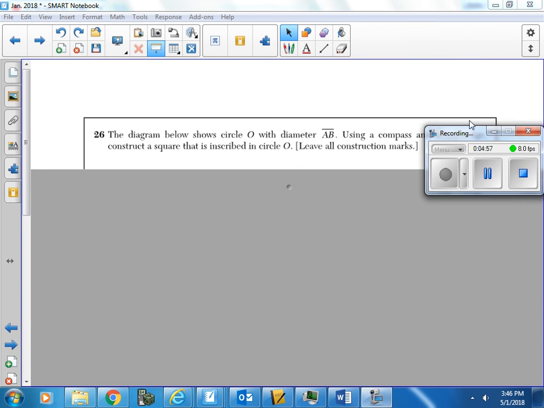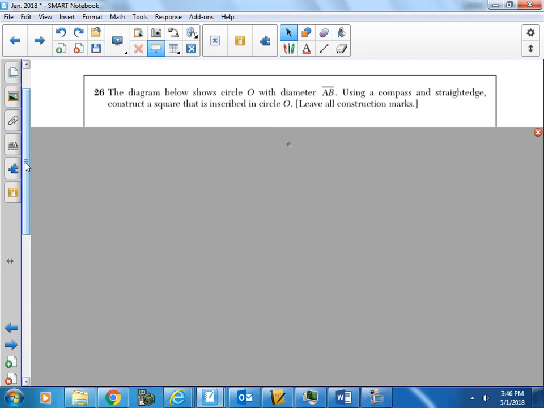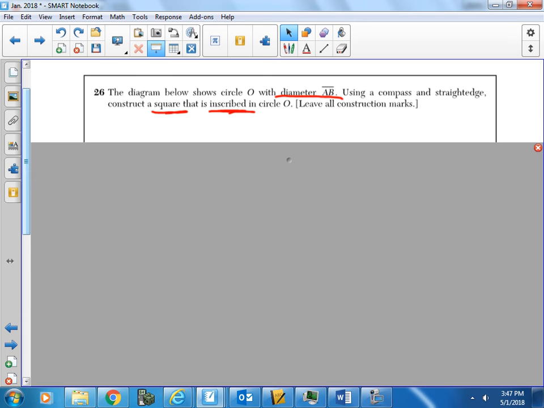Okay, now we're going to look at problem number 26, which is a construction. It's a little bit different than usual because they actually give you a circle to start with. It says the diagram below shows circle O with diameter AB. Using a compass and a straight edge, construct a square that is inscribed. Inscribed means inside, and it has to be touching the circle. So it's inside circle O, and leave all construction marks.